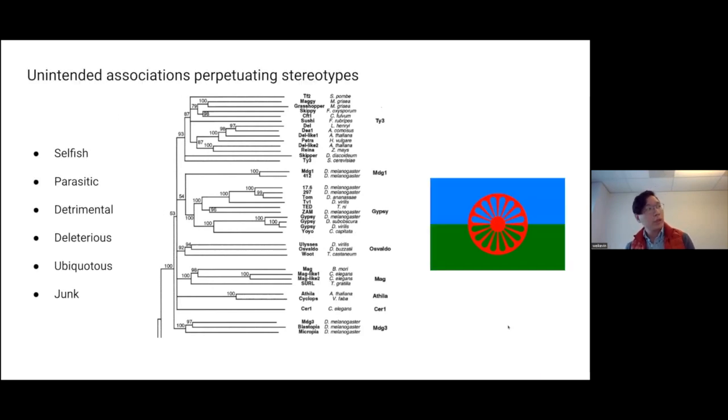And unfortunately, because of the name, all of a sudden we are associating all these things we say about transposable elements, that they're selfish, they're parasitic, they're detrimental, deleterious, ubiquitous, or often they're even called junk DNA, to a group of people, right? So a group of people that are often subjugated and oppressed.